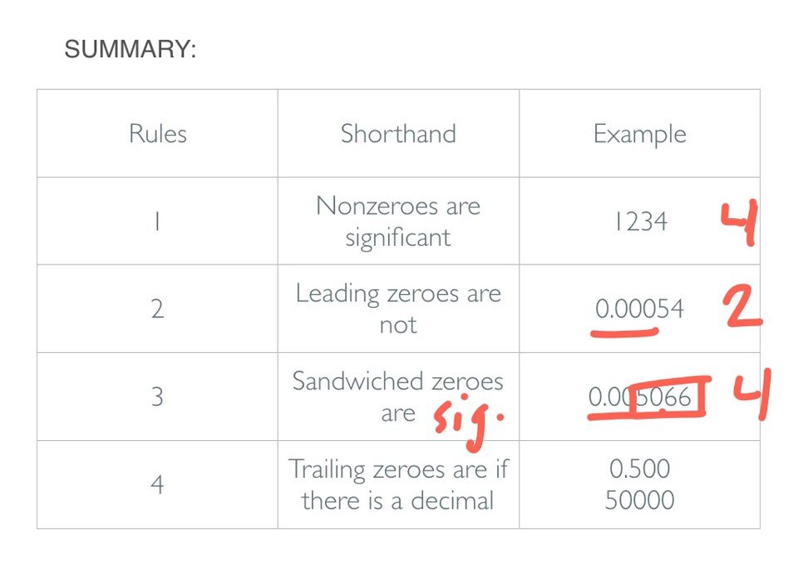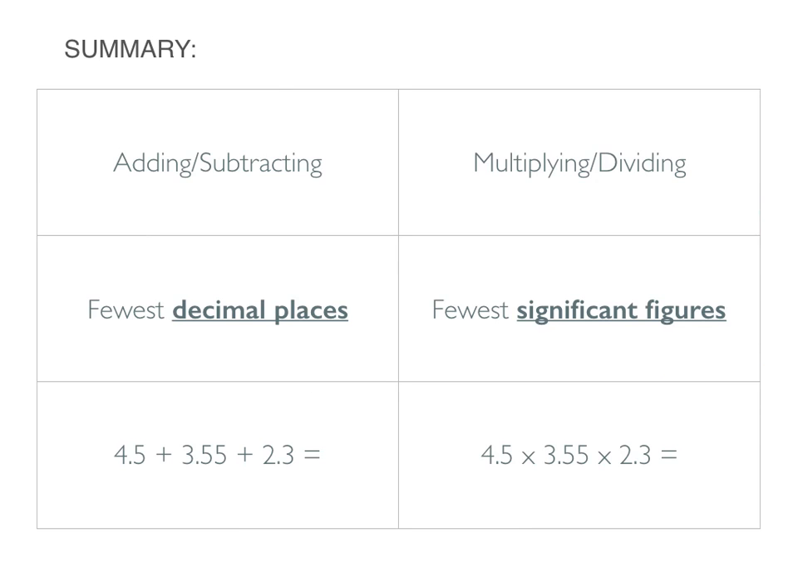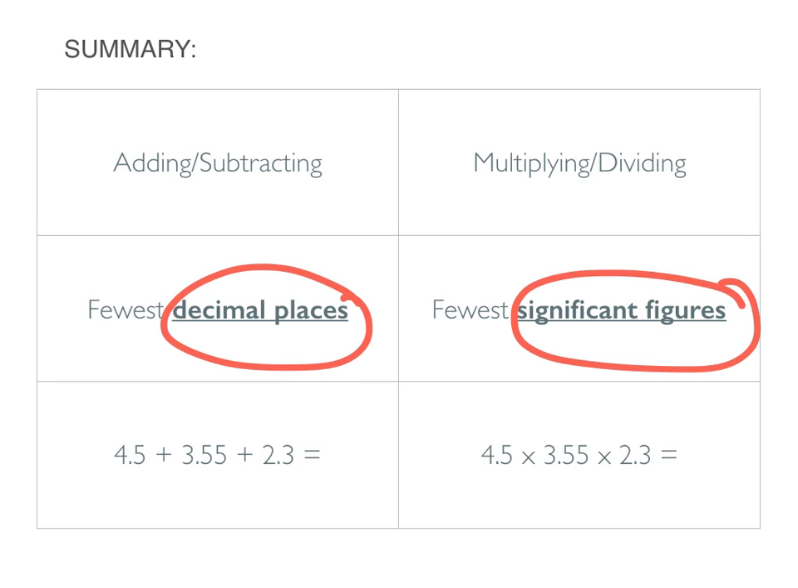Trailing zeros are significant if there is a decimal. So here, this has 3 significant figures, there's a decimal. That last one only has 1 significant figure because it's not significant, there's no decimal point. And then last but not least, if you're adding or subtracting, it is the fewest decimal places. If you're multiplying or dividing, it is the fewest significant figures. So plug this into your calculator. What does it say the answer is?